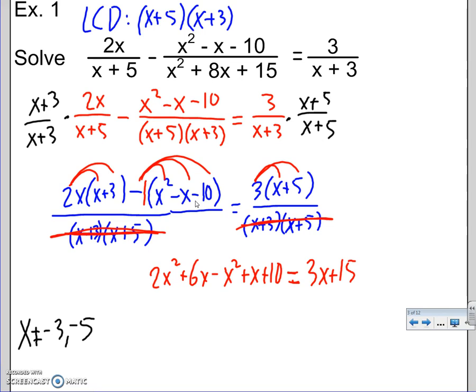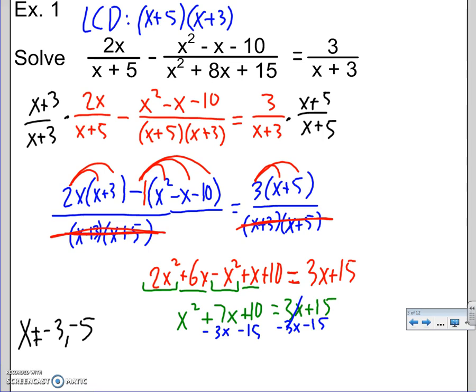Combine like terms. Well, I have 2x squared minus 1x squared is just x squared. I have 6x plus x is 7x plus 10 on the left. So the right side is just 3x plus 15. Now I see a quadratic, x squared. It does not disappear, meaning I could do quadratic formula, but I do need standard form no matter what method I choose. So subtract 3x both sides, also subtract 15 both sides. We end with x squared plus 4x minus 5 equals 0.